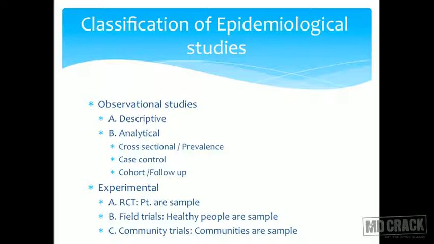The second observational study is the analytical study. Analytical studies, as you can see there, are further subcategorized as the cross-sectional study, also called a prevalence study. Then you have the case control study, followed by the cohort, which is also called a follow-up study. We'll deal with these individually and then we'll see what these studies are.